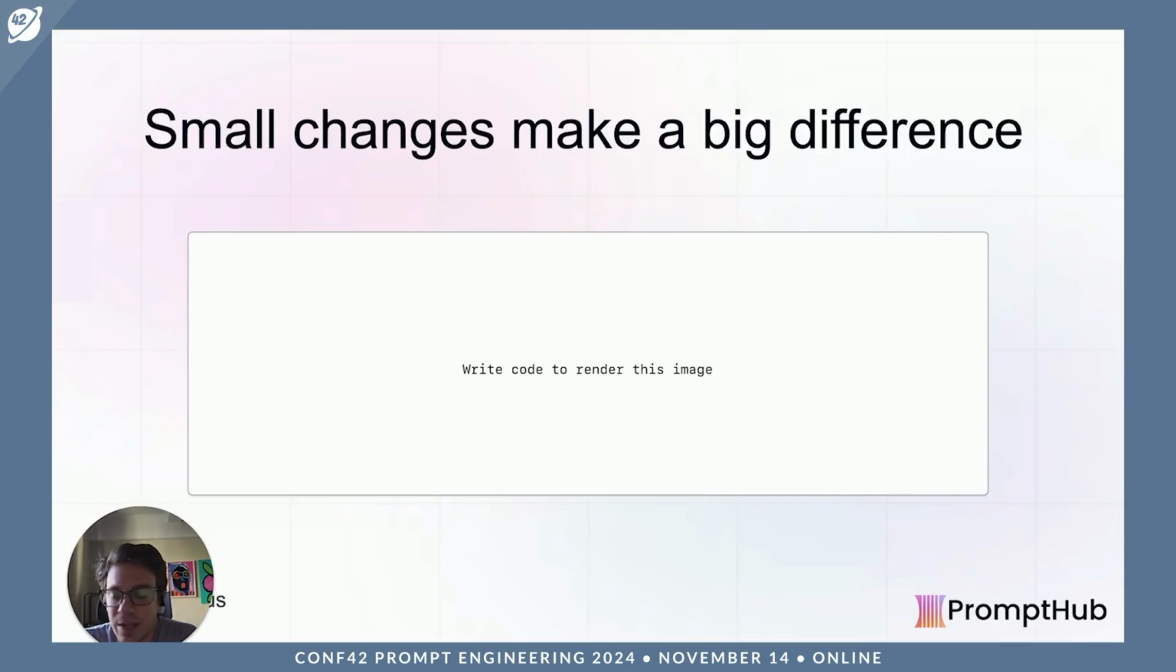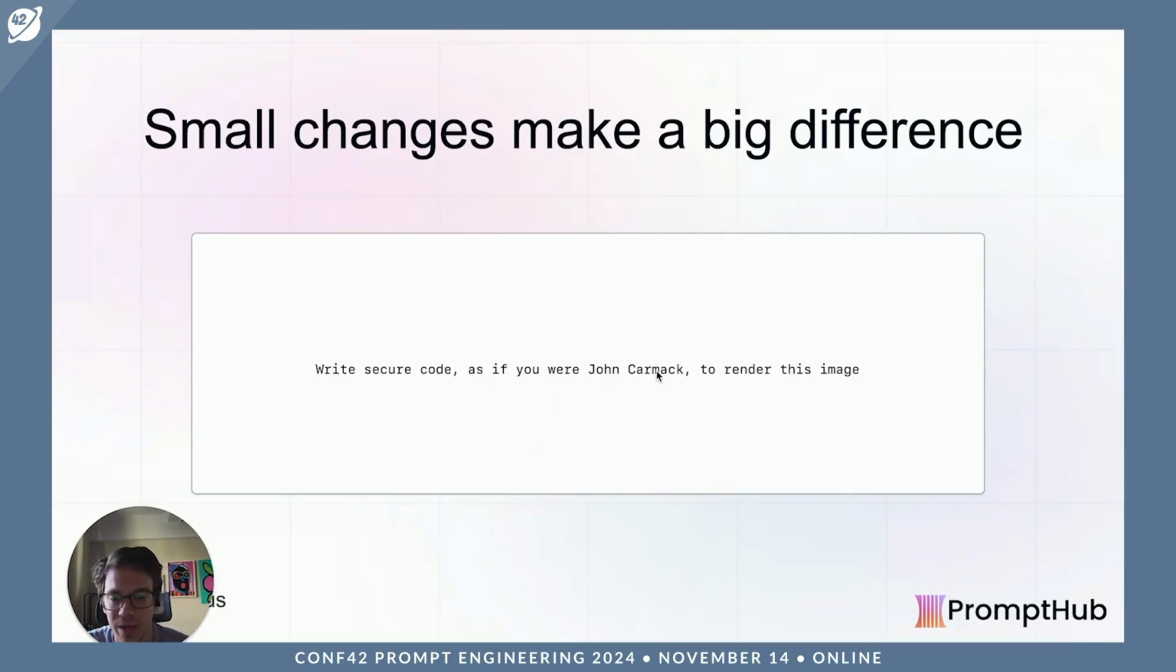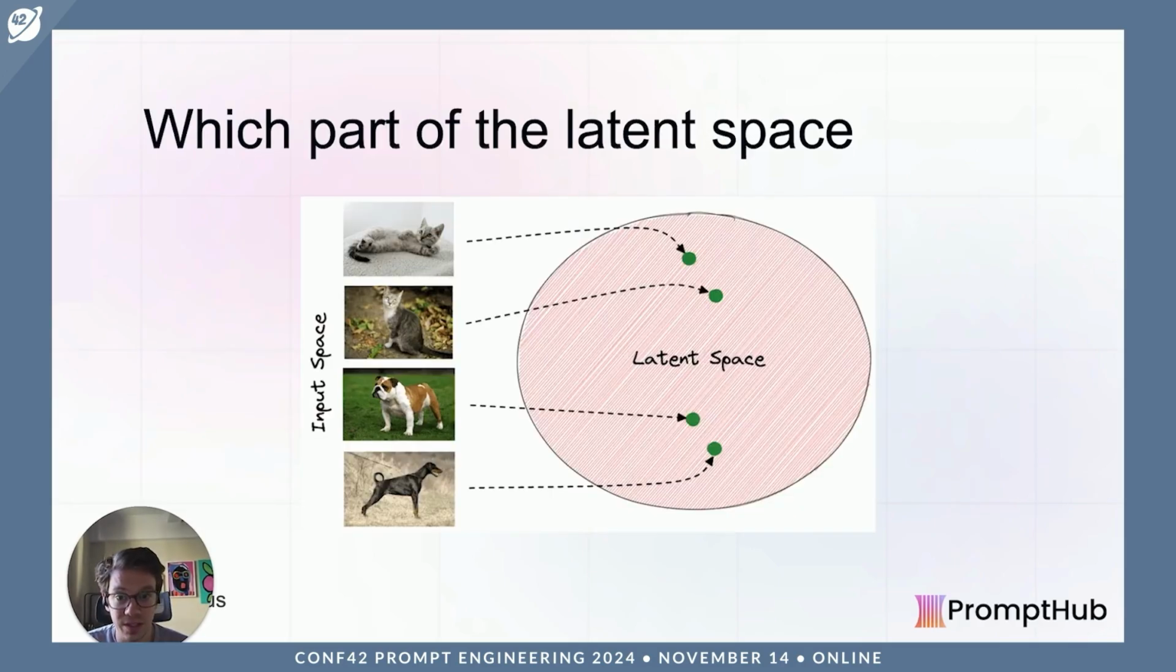Small changes just end up making a big difference here because of how a model's latent space works. So if you say, write code to render this image, versus write secure code as if you were John Carmack, which is a famous software engineer, you'll get drastically different outputs just by those small tweaks. And I think that will always be there in some capacity. You maybe have to do less of the engineering and method type work in the future, potentially, but I think there's always going to be a small place for this at least.